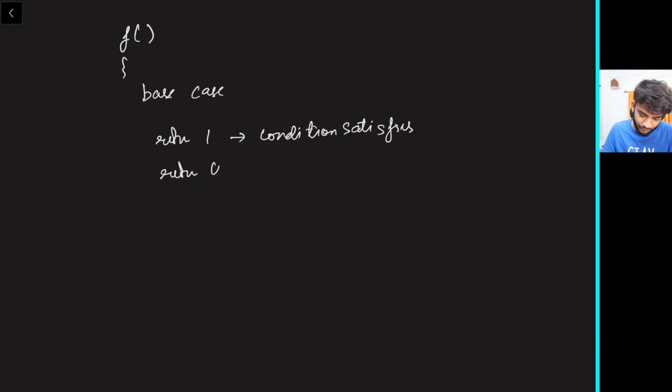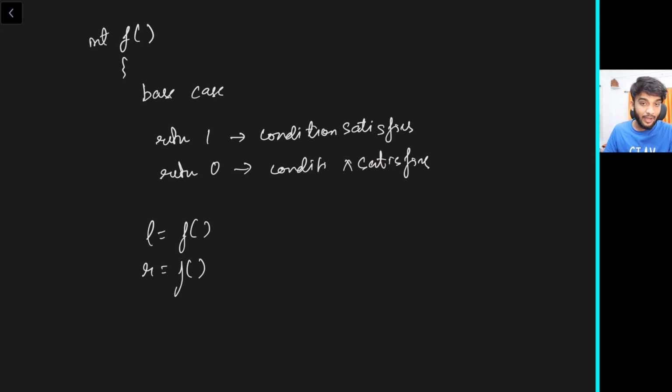Return 0 if the condition is not satisfied. Call the left function, and remember this will be an integer. Call the left function, whatever you have. Call the right function, whatever you have, and return left plus right. This is the simple structure.